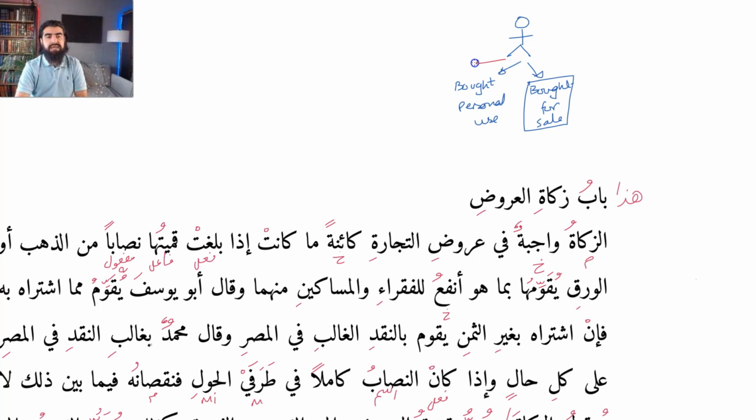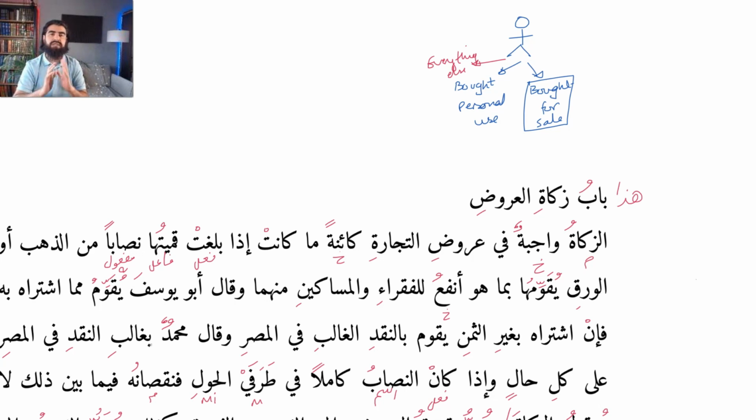Then you've got a third type, which is everything else, like a gift someone gave to you or anything like that. These all fall under things that there's no zakat on. So you only have to give zakat on items that you bought for sale.